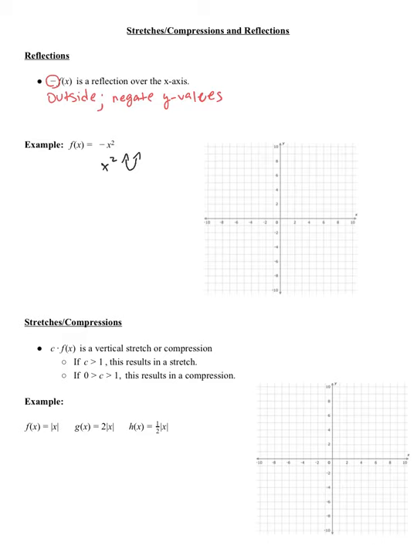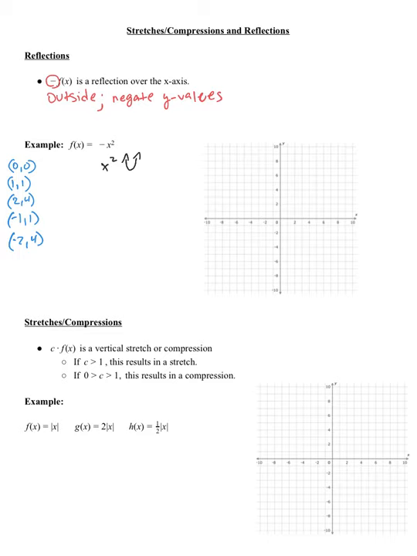Then we need to identify our key points. So our key points are 0, 0 for this. We have 1, 1 squared is 1. And then 2 squared is 4. We also want to know what's happening on the other side of 0, 0. So negative 1 squared is also 1, and negative 2 squared is also 4.